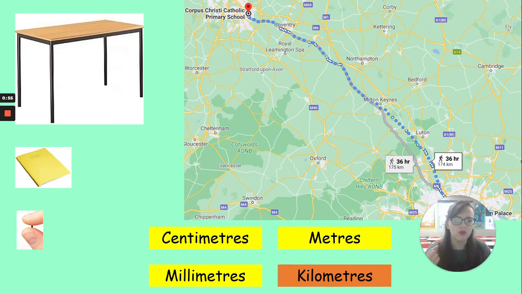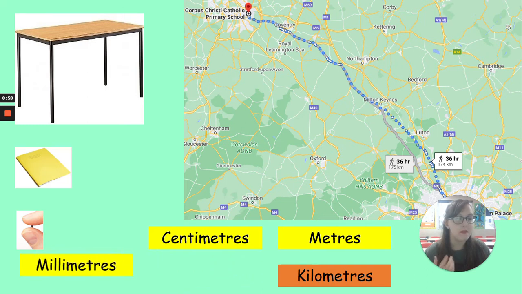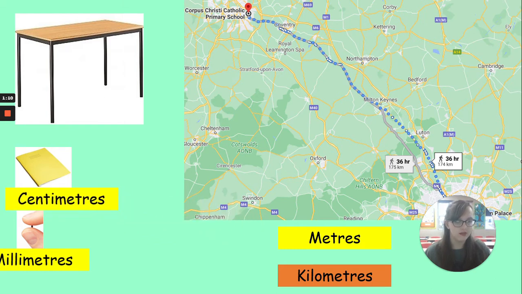So for small, really tiny objects like seeds or points on a graph, we would use millimetres. It's a very small unit of measurement. For slightly larger objects like TV screens, book covers, we would use centimetres. And for moderately large objects like tables, sofas, pieces of furniture, we would use metres.